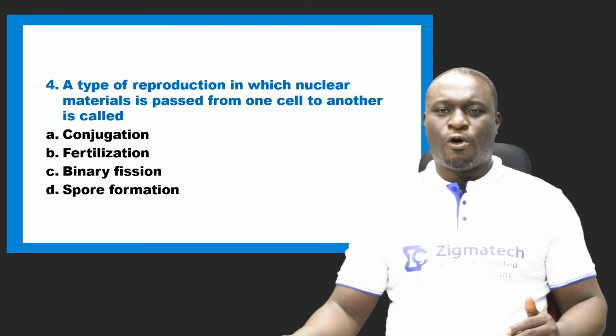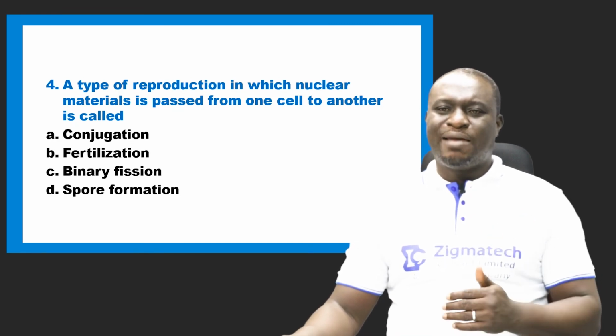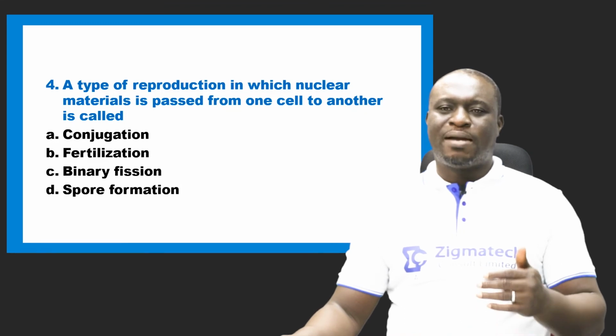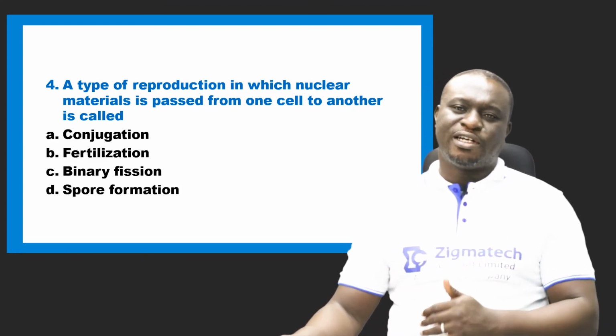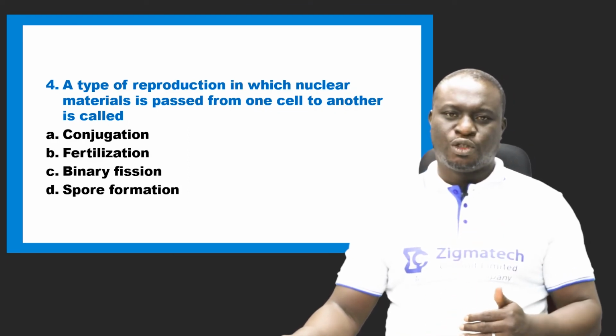Next, number 4, a type of reproduction in which nuclear materials are passed from one cell to another is referred to as conjugation.